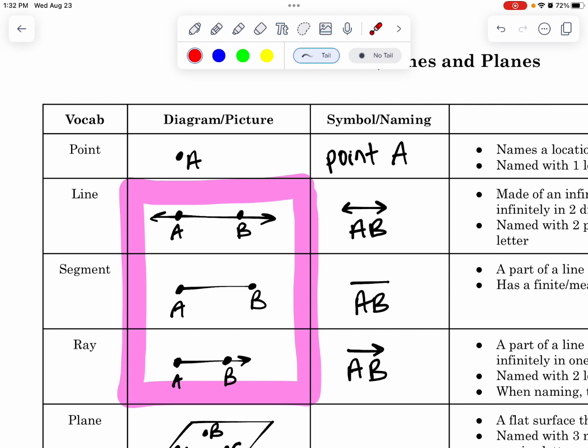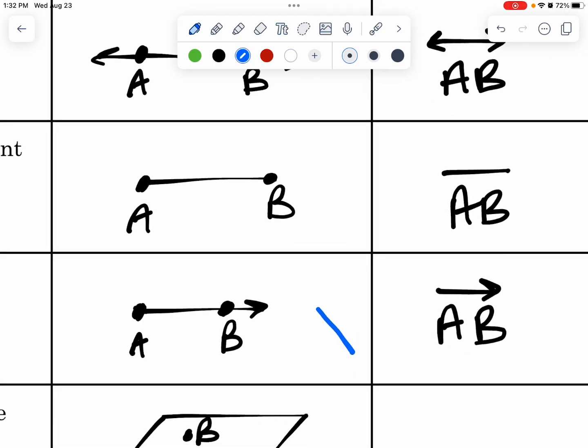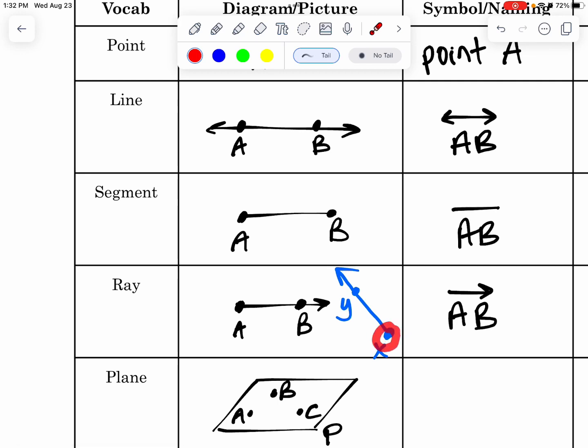I did want to give you one other example for a ray because it can get a tiny bit confusing. Sometimes we have rays that look like this. They're not always drawn left to right, and this could be an X and this could be a Y. This is still a ray, okay, because it has an endpoint and an arrow. That means it's still a ray.